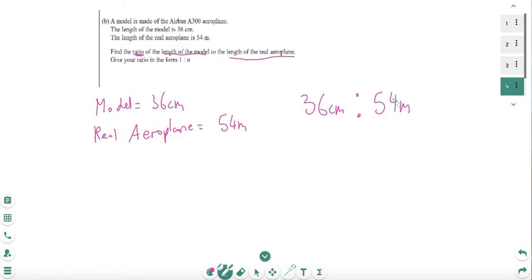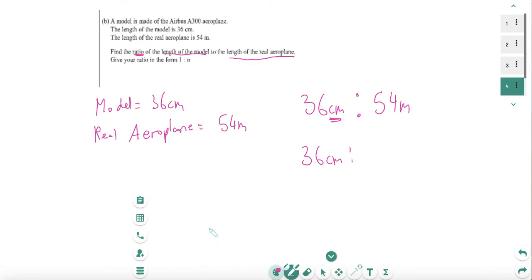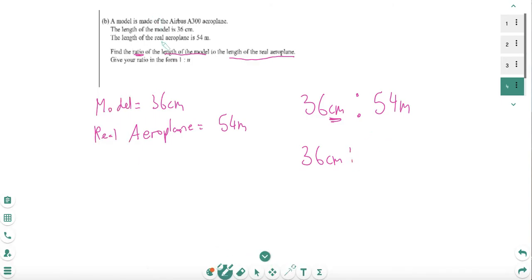All right, so first we set up our basic ratio. And what do we notice? Well, this is in centimeters, this is in meters. So let's convert them both into the same unit. And I always prefer converting into the smaller unit. So centimeters is smaller. So I'm going to make both these numbers into centimeters. So this just stays as 36 centimeters. Because 1 meter is 100 centimeters, we'll multiply this by 100, which gives us 5,400 centimeters. So that's the ratio of the length of the model to the real airplane.